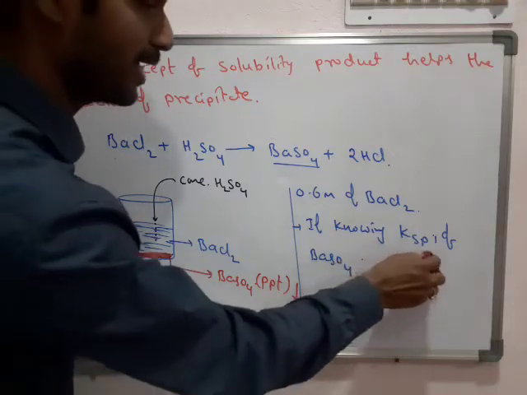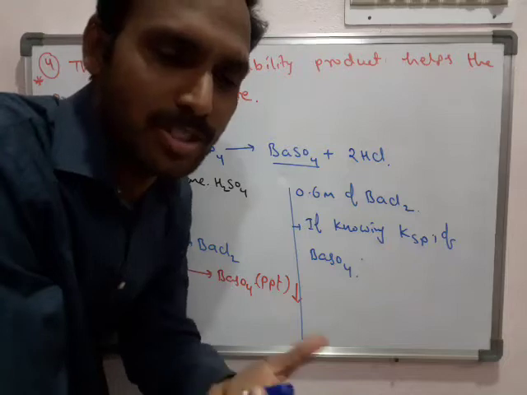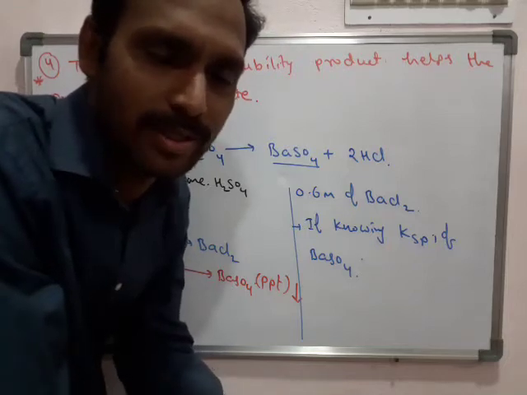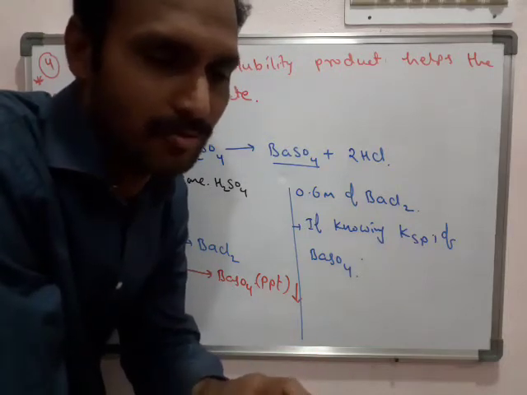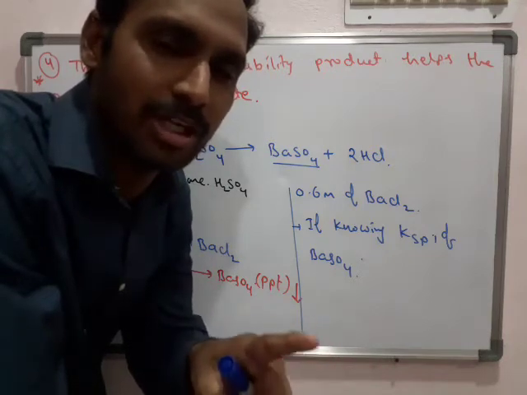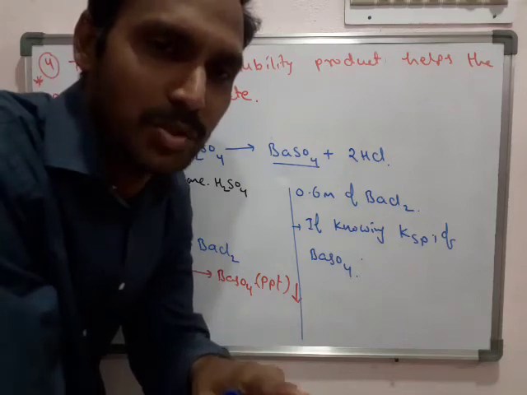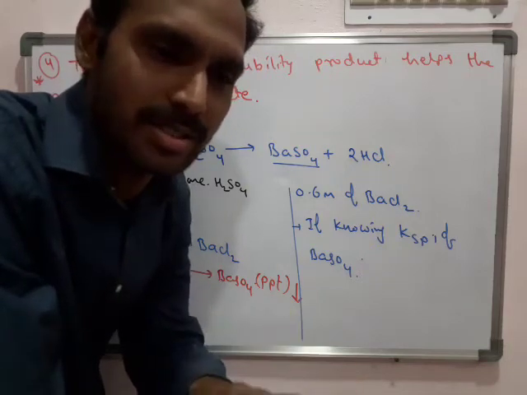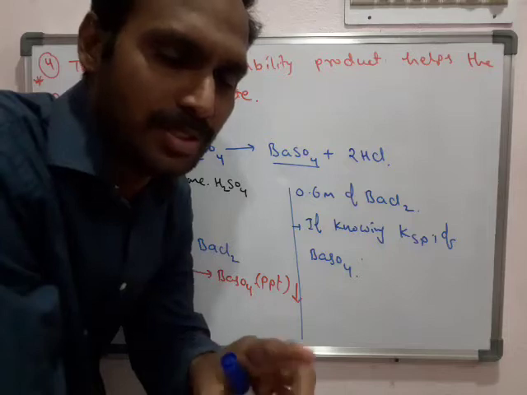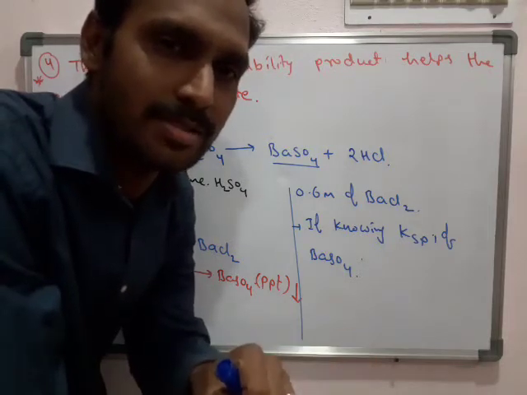So how to know the KSP value? The solubility product value is an experimental one, and the solubility product of a sparingly soluble salt at constant temperature is constant. A solubility product means the concentration of the ions.